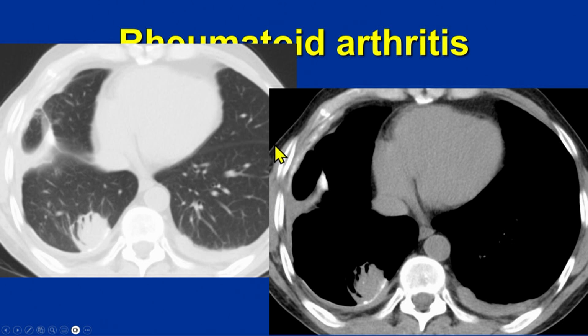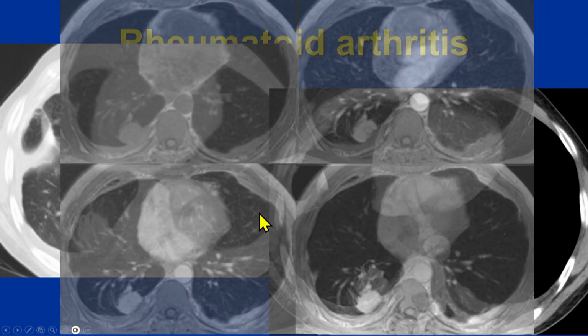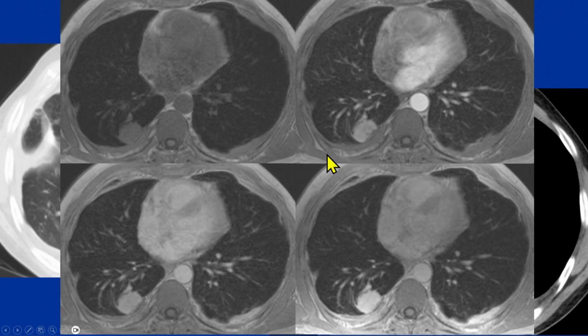Another patient here, this patient also has rheumatoid arthritis, has bilateral pleural thickening with this beautiful example of rounded atelectasis in the right lower lobe. Patients can also develop pleural thickening and pleural effusions. We followed this patient with MRI. Why do we follow this patient with MRI?